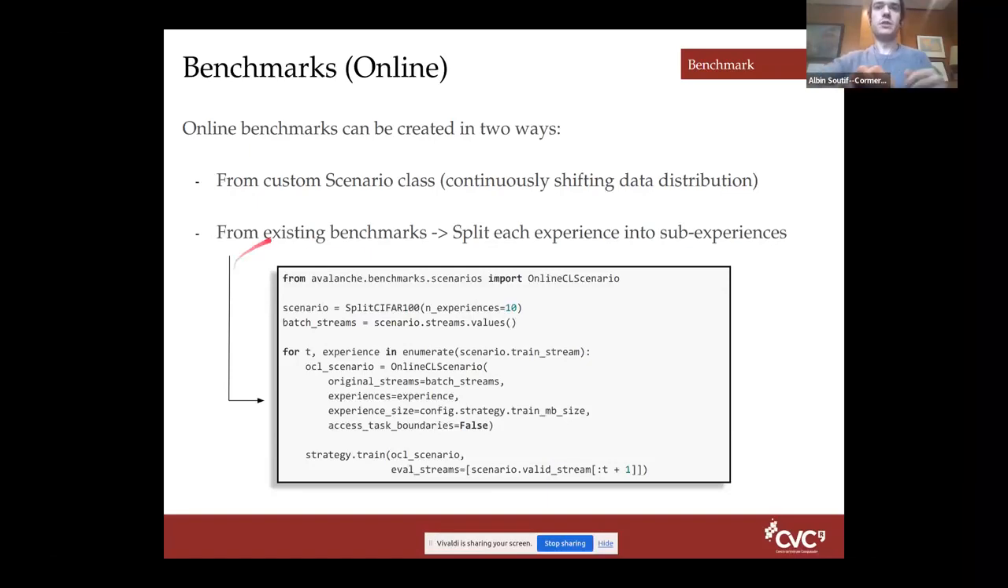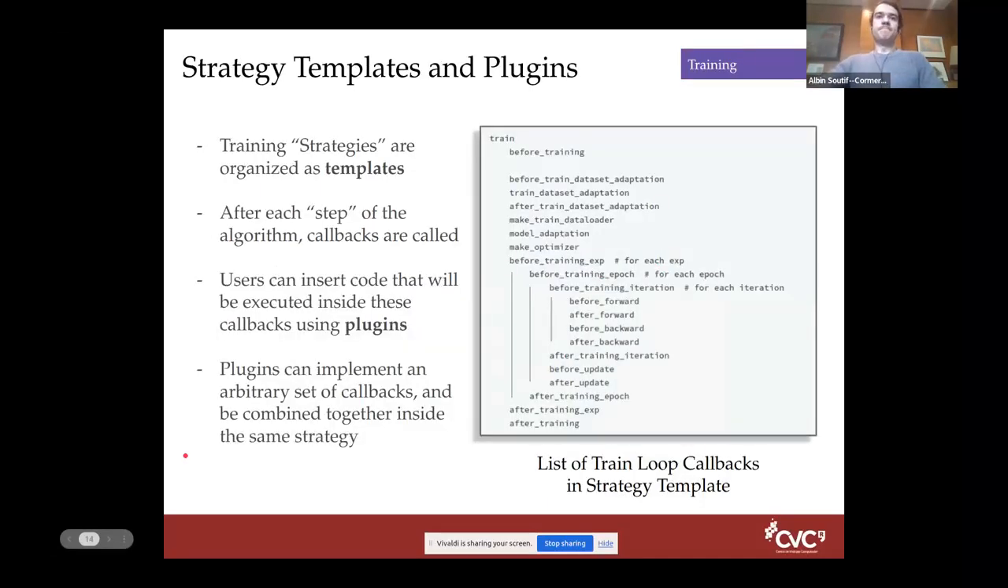And this is how this whole thing is treated in Avalanche. And so we have utils to create them through this online continual learning scenario. Basically how it's done is that you iterate normally on the train stream, but then you create your online continual learning scenario, which will split all of these experiences into sub-experiences, and then you can train normally on this scenario. Okay, so now we are done with the benchmark.